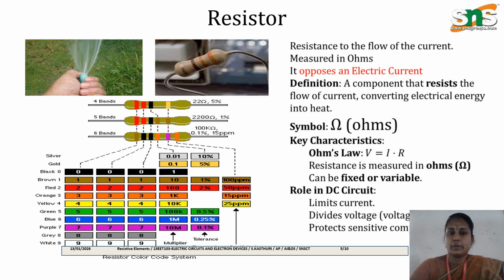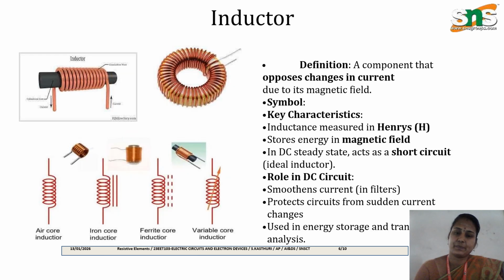These all use the resistive property. Resistors are the most commonly used components in DC circuits. So next comes the inductor. An inductor opposes change in current by storing energy in a magnetic field. The main characteristics are that inductance is measured in the unit Henry, and it acts as a short circuit in DC steady state and resists sudden current changes. Real-time examples are choke coils in tube lights, SMPS power supplies, motor windings, and electric vehicle power systems. Inductors protect circuits from sudden current surges.